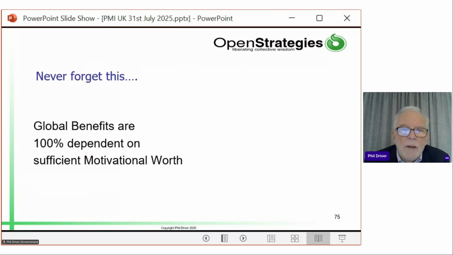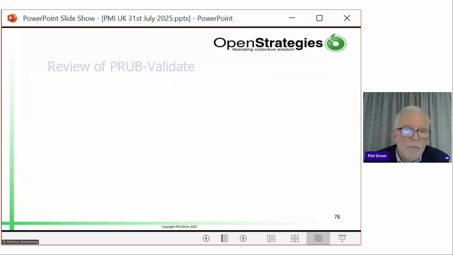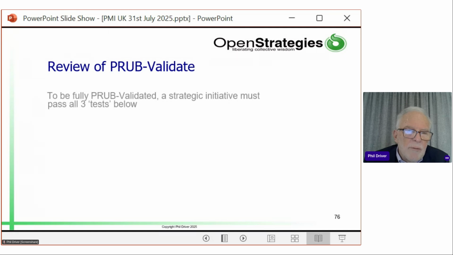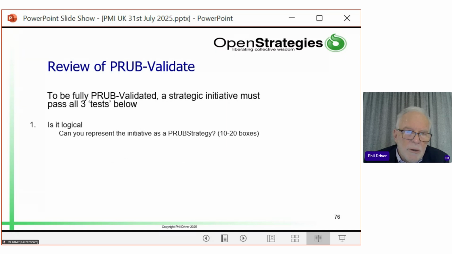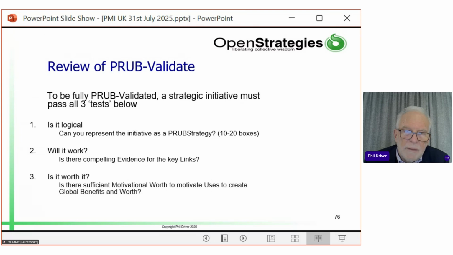And again, I've come back to this statement, which is a relatively new aha moment for us, that you're not going to get your global benefits unless the uses happen, and the uses won't happen unless the users get motivational worth. And that's pretty sobering. So PRUB validate, is your strategy logical? Is it evidence-based? And is it worth it?